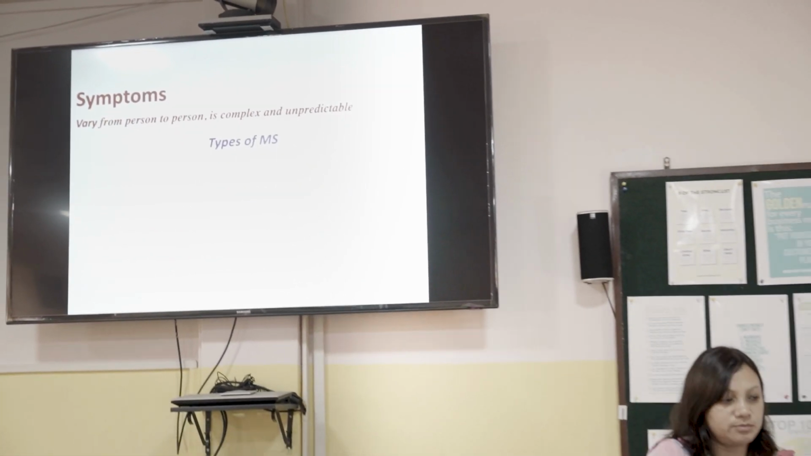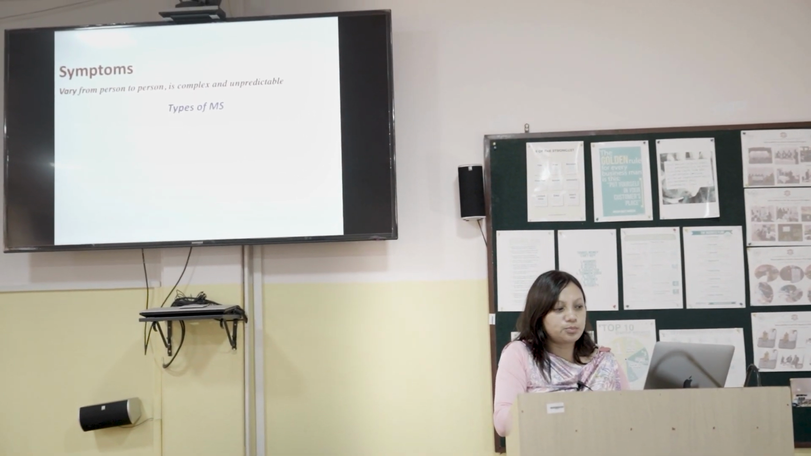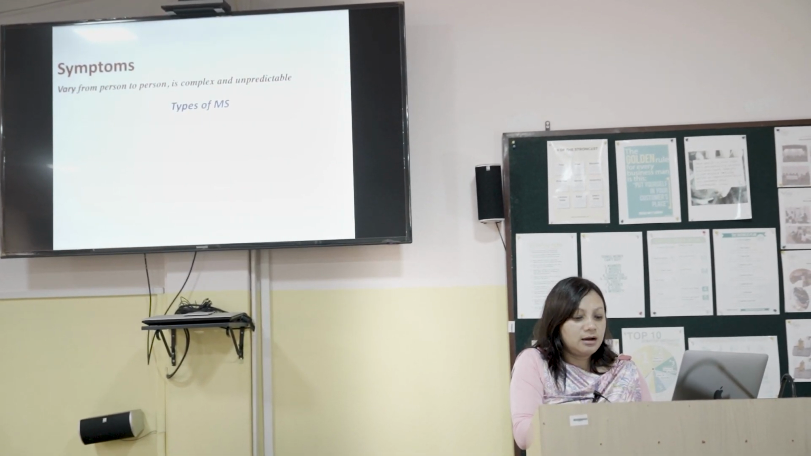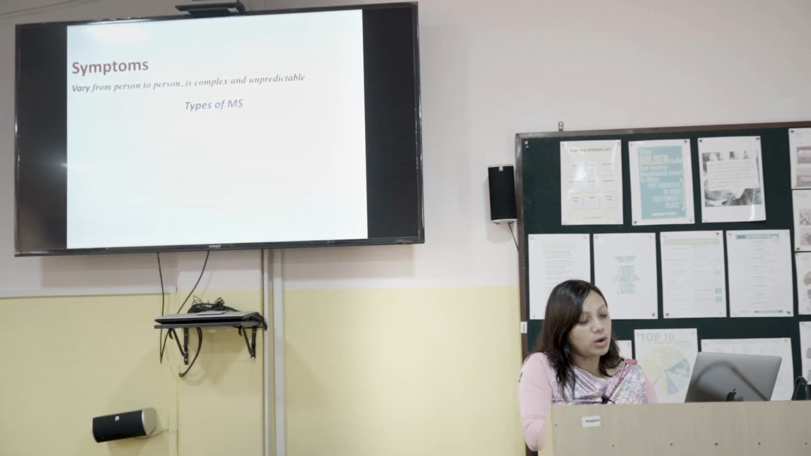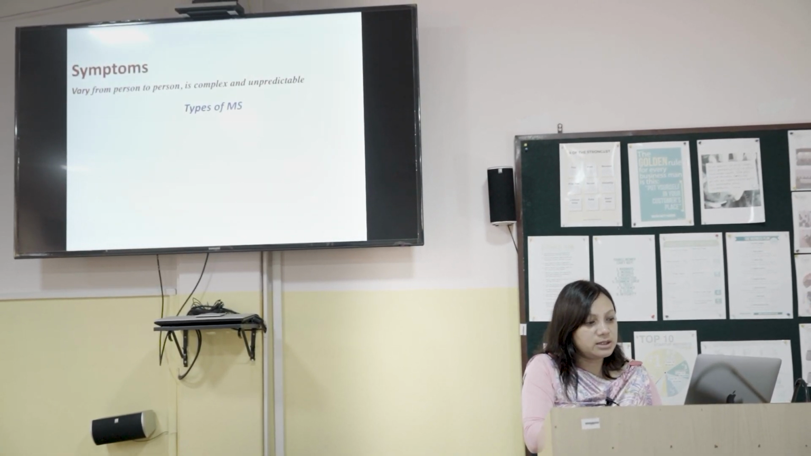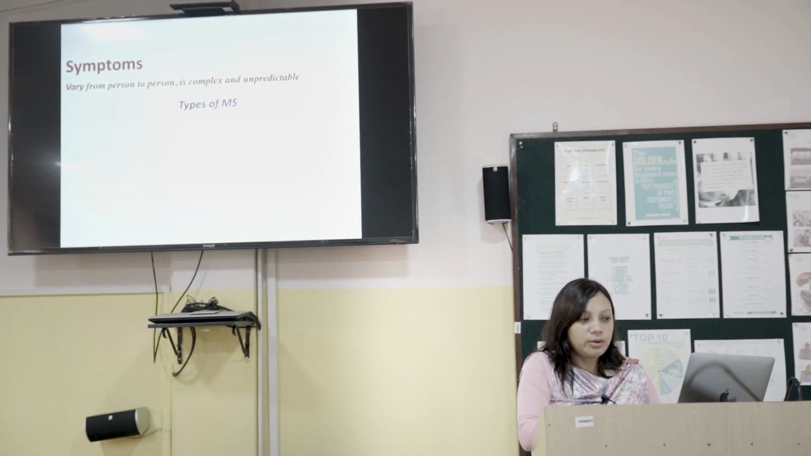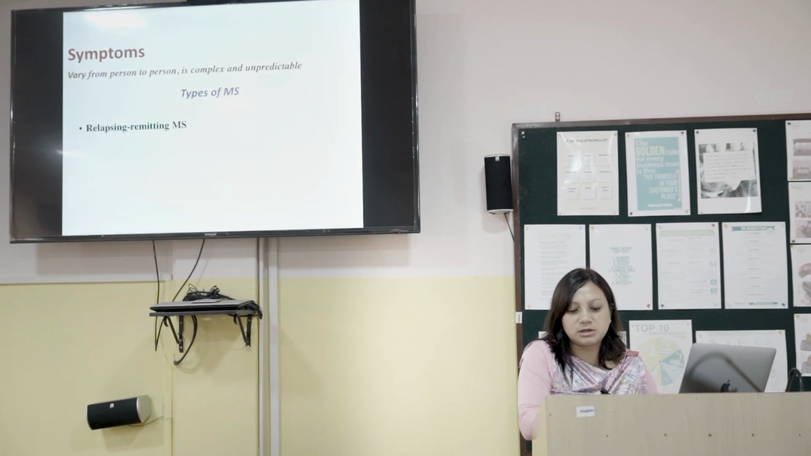Now coming to the symptoms of multiple sclerosis: they vary from person to person, and are complex and unpredictable. This is because it depends on what part of the brain has been demyelinated. However, in general, there are 4 types of multiple sclerosis.